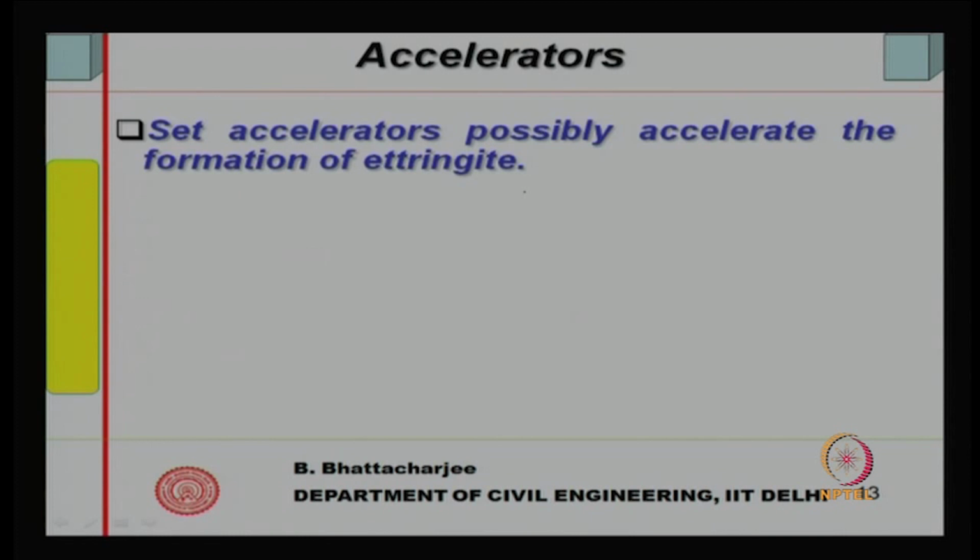Set accelerators possibly accelerate the formation of ettringite, because if ettringite formation is faster, the dormant period will be reduced. We know during the initial phase of setting, ettringite is produced during the dormant period, and it accelerates the setting process, all right.